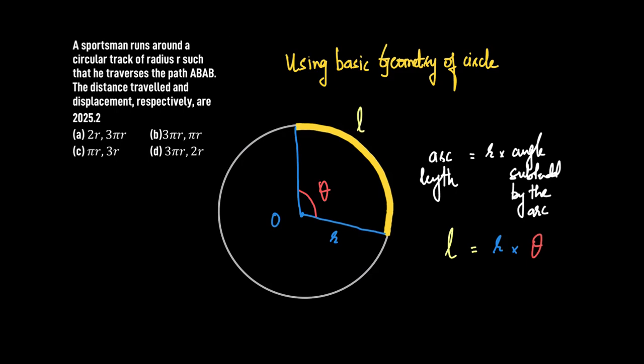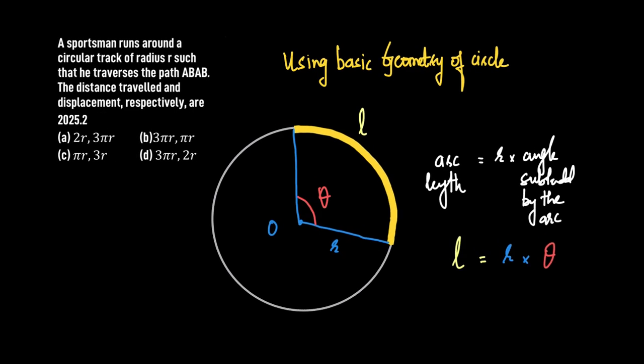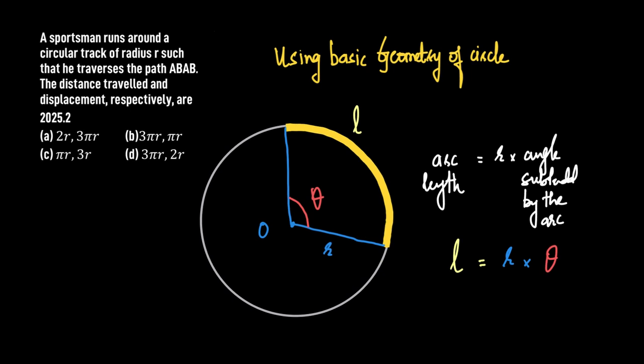So let us now look at the first tweak that I was trying to explain, which is based on using basic geometry of circle. What is that? So we have an arc here. Let us name that arc. Let's call this arc A. So maybe arc ACB, right?